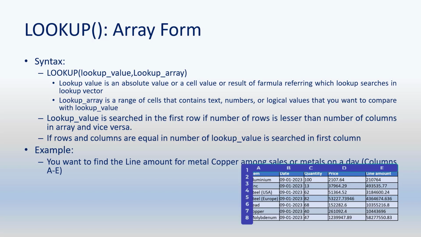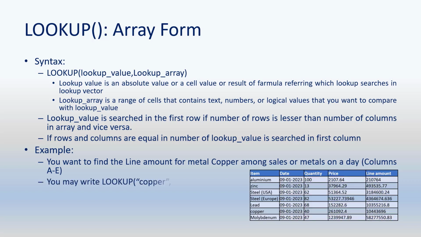There are 8 rows. So the range has to be B2 to E8. That is this array in which the search has to happen for the lookup value copper. Let's see how this function is written. The lookup value is copper. You can write the range as A1 to E8. You wanted the function to search for copper value in the array, which is A1 to E8.